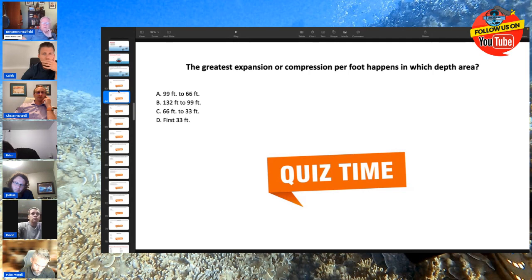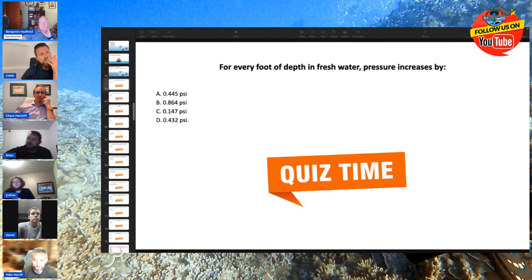The way I remember it is 432 is sequential. Count down 432. Look for the sequential number. Salt water is just slightly more condensed than that, so 445 is going to be salt water. And if you guys are absolutely terrible at remembering like I am, you can always just punch it into the calculator: 14.7 psi per atmosphere divided by however many feet are in an atmosphere. Anyway, 432, I want you to memorize.